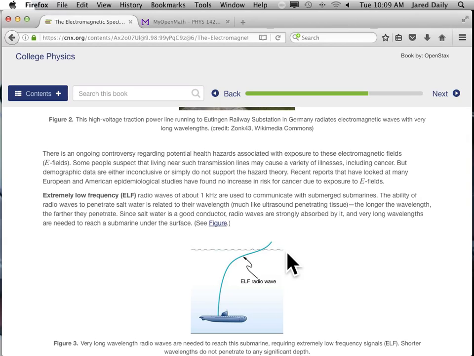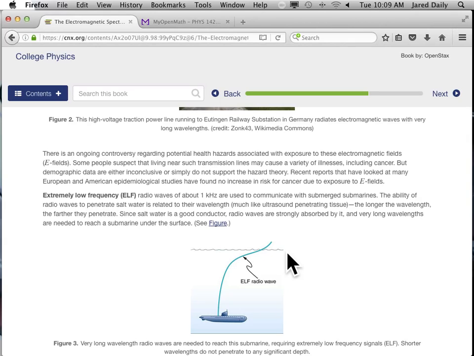And isn't that really how subs communicate? They don't drag it. Yep, that is how they communicate. That's the ELF, and that's the ELF communications that they use. So when they're underwater, this is the only way they can communicate with anything above the water.